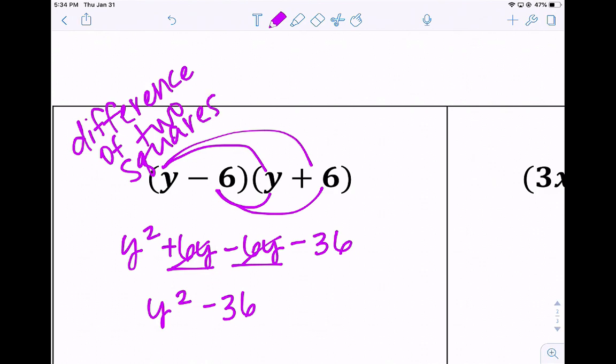And what that means is I have the difference, so I'm subtracting, of two perfect squares. So I can take the square root of y squared, I can take the square root of 36, and each time it's going to follow the same pattern. So I know if I have the same thing, just opposites, I really only need the first term and the last term because these two middle terms will cancel out.